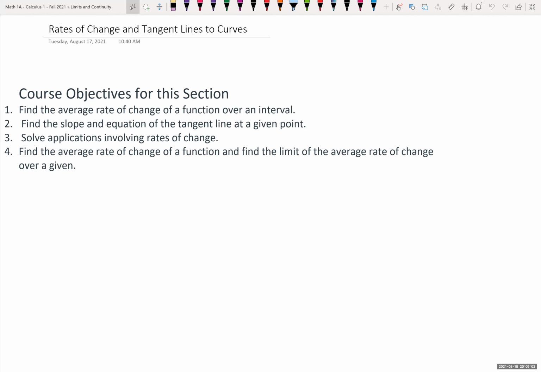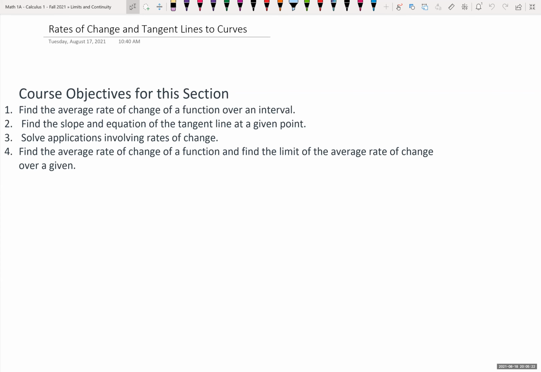Okay, so welcome back. We are looking at rates of change and tangent lines of a curve. And so I just wanted to quickly go through what we had covered yesterday in class and pick up from where we had left off.